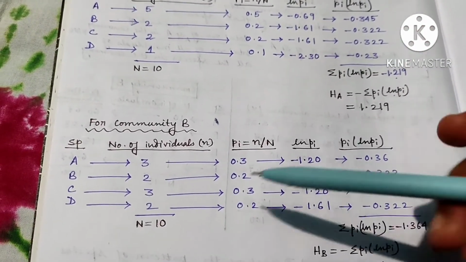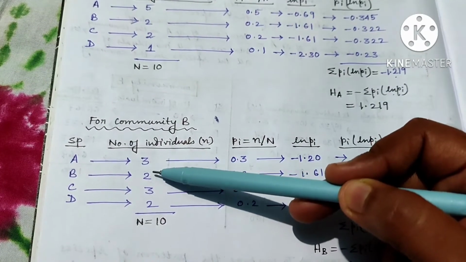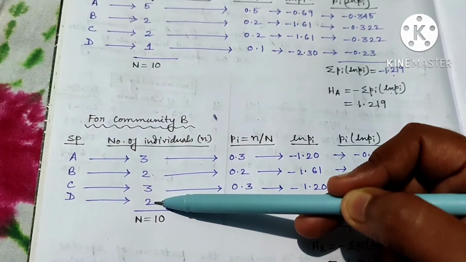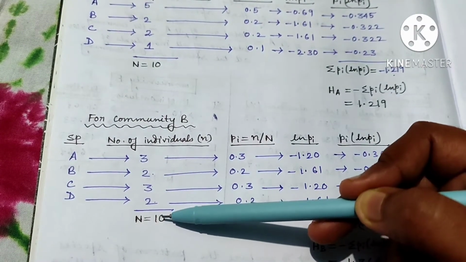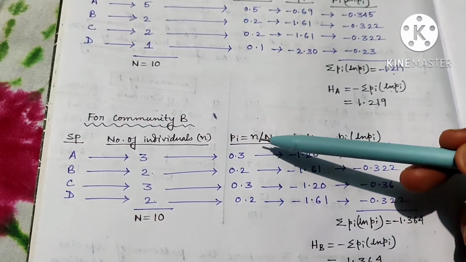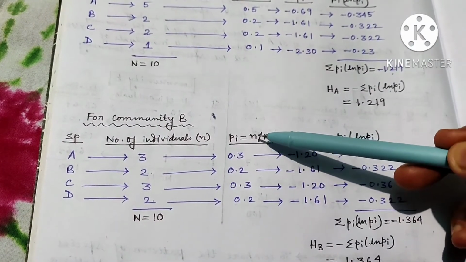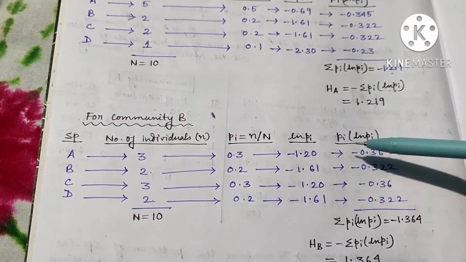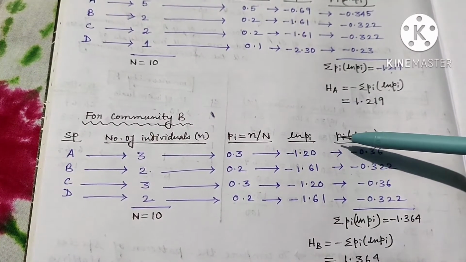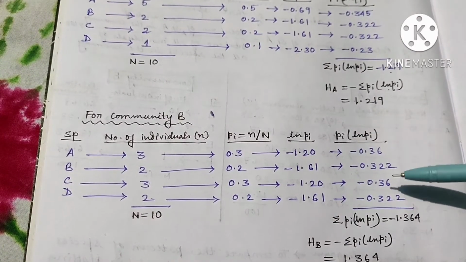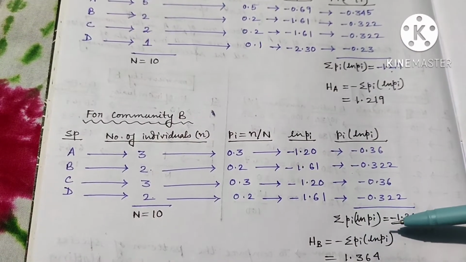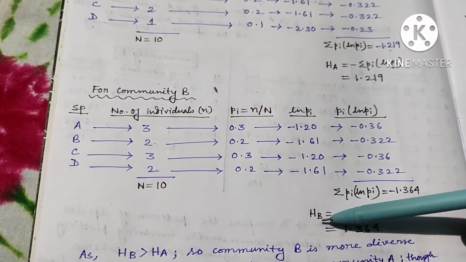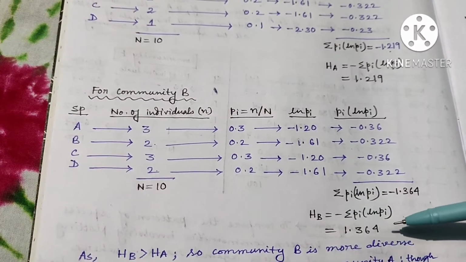So see here, the number of species A is 3, species B is 2, species C is 3, and species D is 2, and the total number of individuals is N equal to 10. So similarly we have found the relative abundance of each species, and then the ln pi value, and then multiplying the ln pi with the respective pi value, we have got this. And now the summation of pi ln pi equals minus 1.364. So the Shannon index for community B is 1.364.